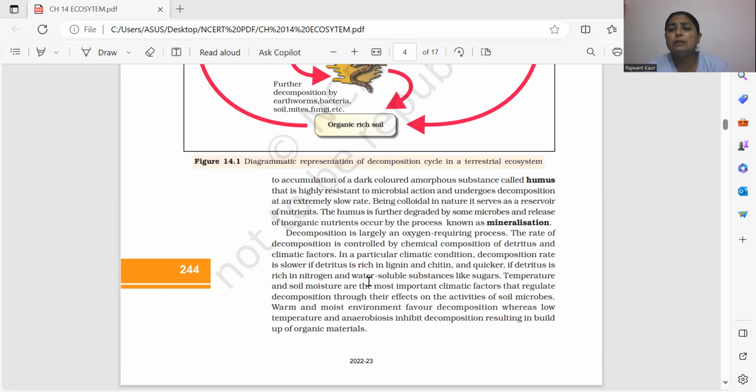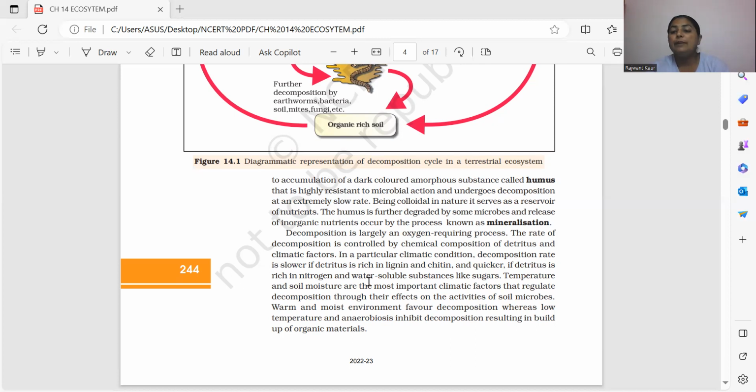When you see the chemicals present in the detritus, if they are lignin or chitin, then these are chemicals which take a lot of time for their breakdown. So here the rate of decomposition is slow. But if the detritus is rich in nitrogen and water soluble substances like sugar, then the rate of decomposition is fast. Also, temperature controls the rate of decomposition, as well as soil moisture. Both of them affect the microorganisms that are involved in the process of decomposition.